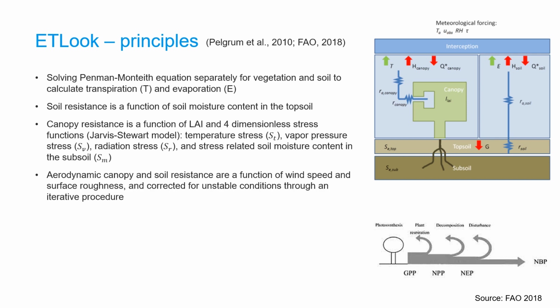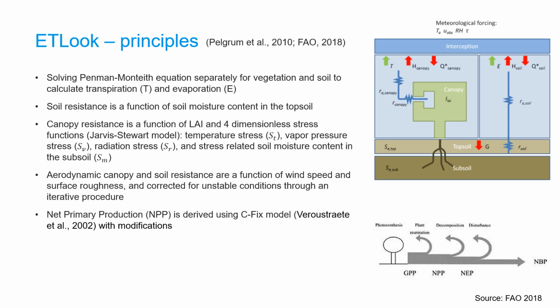Aerodynamic, canopy, and soil resistance are a function of wind speed and surface roughness and are corrected for unstable conditions through an iterative procedure. In the case of the biomass model, the net primary production is derived using the C-fix model with some modification. A reduction factor for soil moisture stress is added, and land cover light use efficiency is classified within the ETLook model.